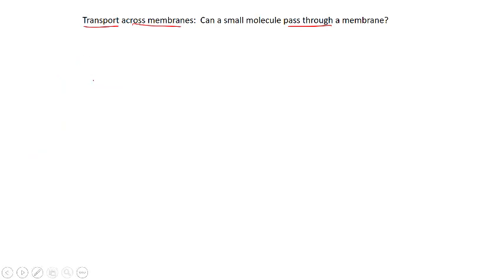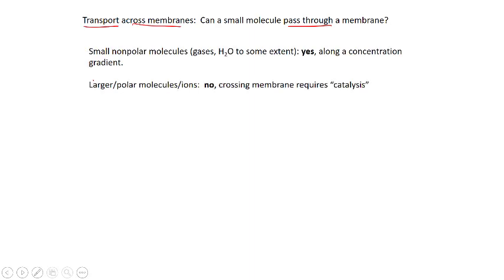So to answer the question, can a small molecule pass through a membrane? Here's the short answer. Small nonpolar molecules like gases and, to a lesser extent, water, yes, they can cross through a lipid bilayer. So these small nonpolar molecules can pass right through, with the caveat that they must go along a concentration gradient. More on that in a second. Anything that is larger or polar, or especially anything that has an electrical charge, no, these cannot pass right through.